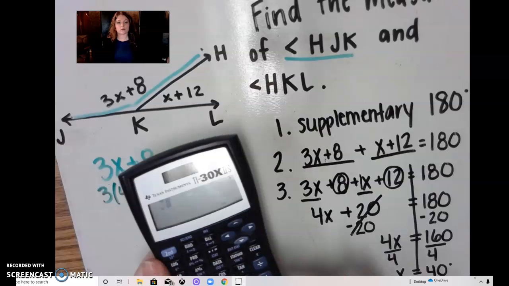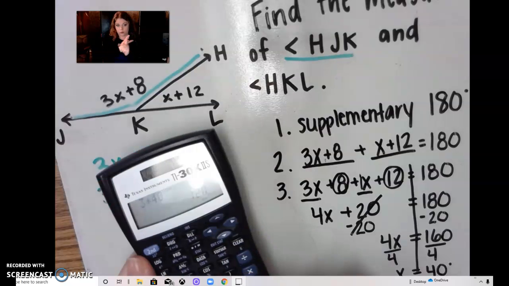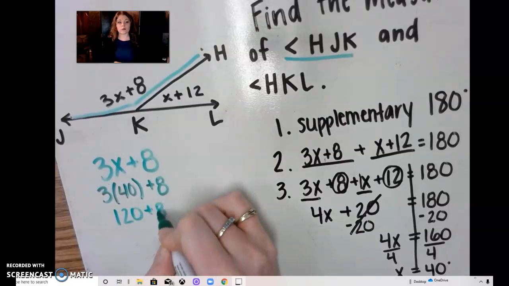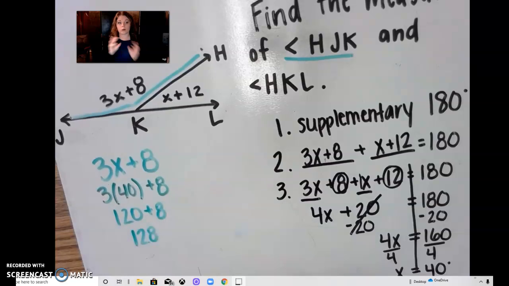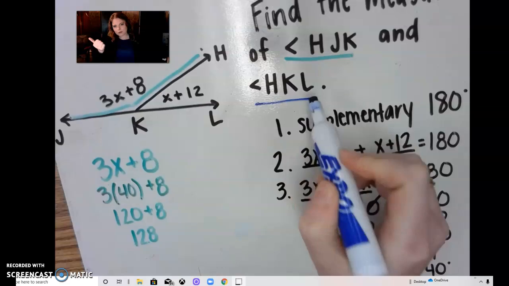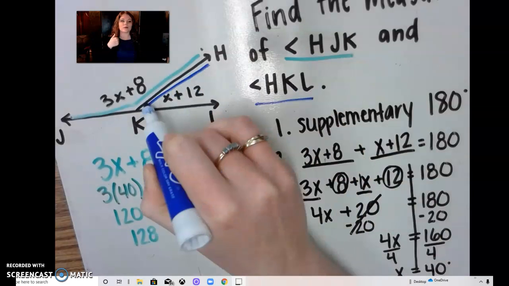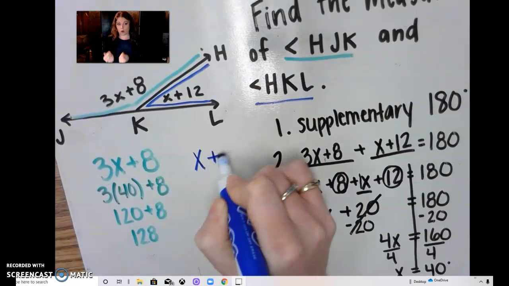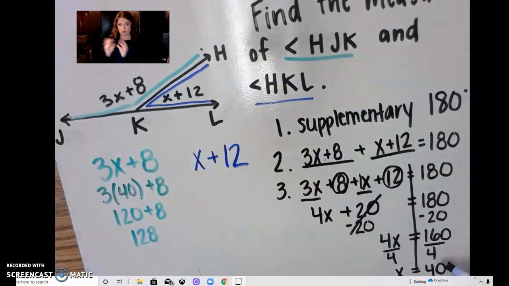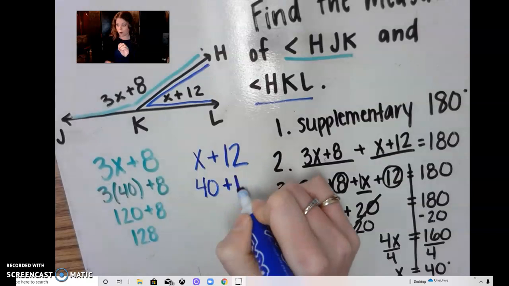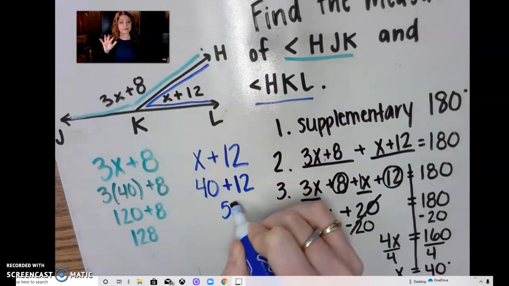So 3 times 40 gives us 120. And 120 plus 8 gives me 128. Now the same thing is going to happen, but I've got to do the other angle, which are these letters right here. I have H, K, and L. So this time I'm trying to solve for x plus 12. Again, we know that x is 40, so just plug it in. 40 plus 12 gives you 52.